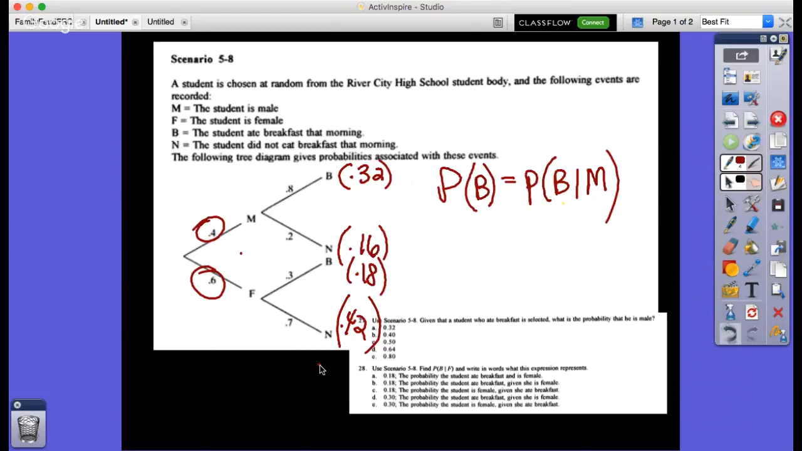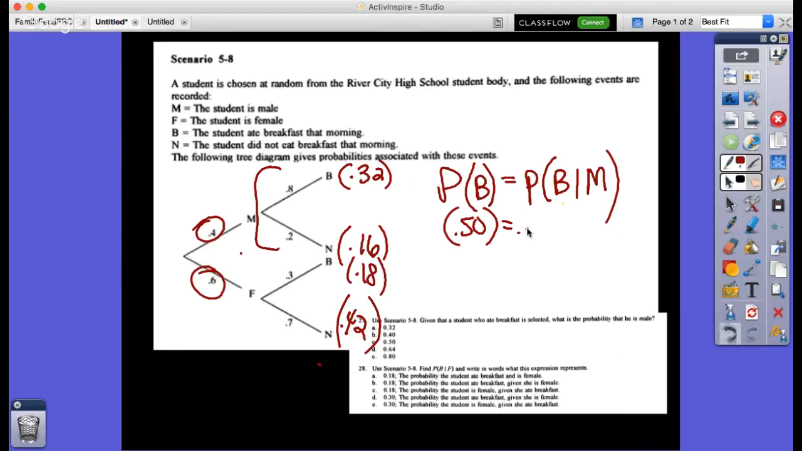0.18 plus 0.32, which would be 0.50. Is that equal to the probability of eating breakfast given that you are a male? Well, given that you are a male means that we are focused on just this side, right? So what is the probability you will eat breakfast given that you are a male? Say again? Be careful. This is the probability that you are male and you eat breakfast.